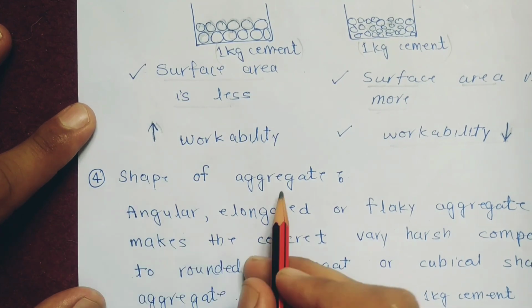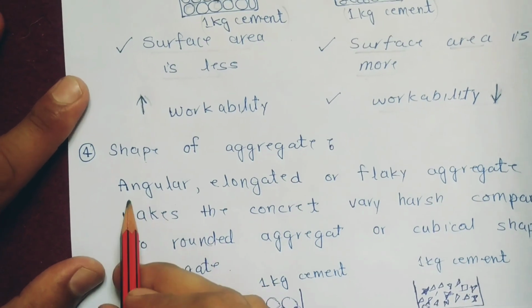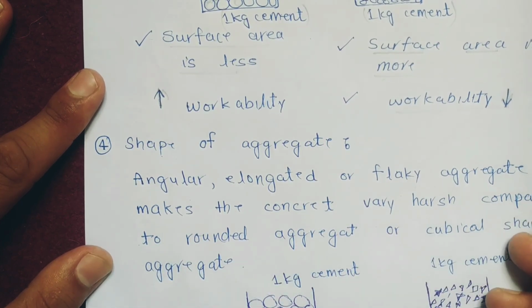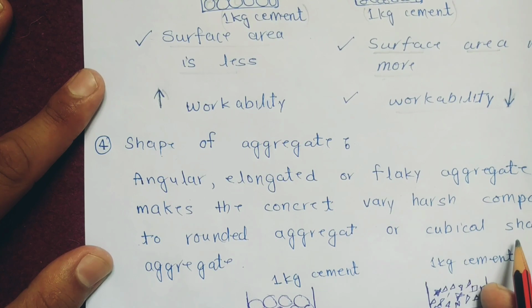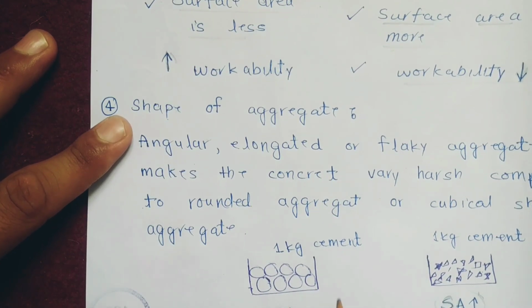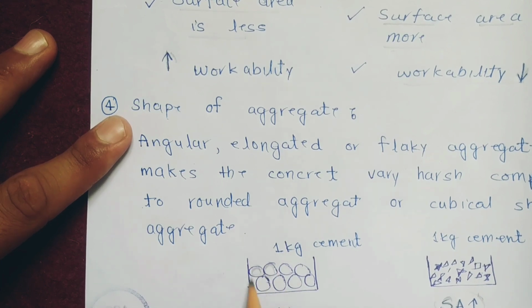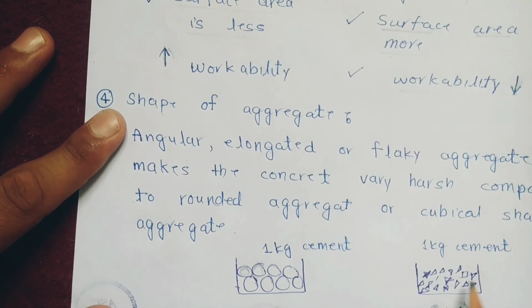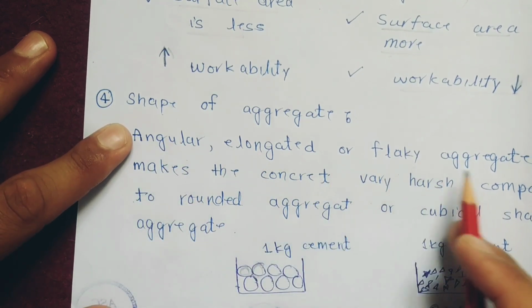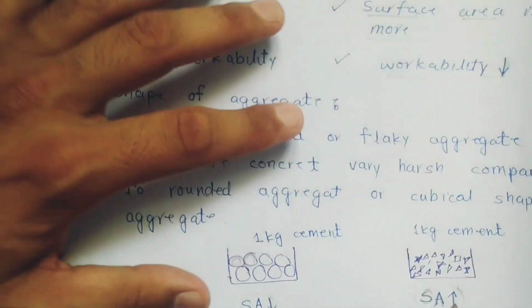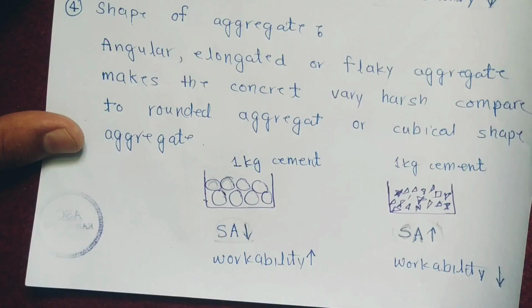Now we are coming to shape of aggregate. Angular, elongated or flaky particles make the concrete very harsh compared to rounded or cubical shaped aggregate. Here also the concept is the same. Whenever we have rounded shape aggregate, the surface area is small, so the workability will increase. Whenever we have angular, elongated or flaky aggregate, then our surface area is more, so the workability will decrease.